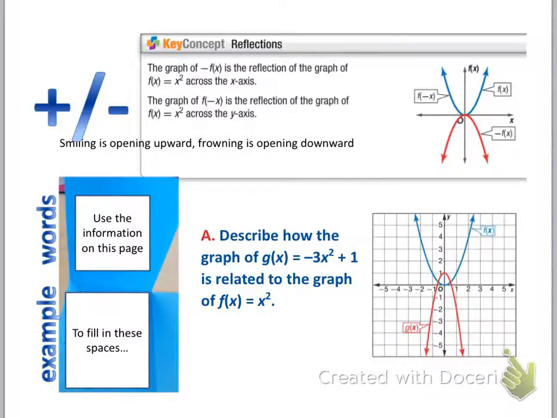And the final tab, the plus or minus. This is also the A, whether it's positive or negative. Remember, if it's negative, it's going to open downward, it's frowning. If it's positive, it will be smiling and open upward. So for example, if I have the graph -3x squared plus 1, it's going to be skinnier because it's 3. It's going to be frowning because it's negative, and it's going to move the vertex up 1 space because it's a +1. So write in words and an example.